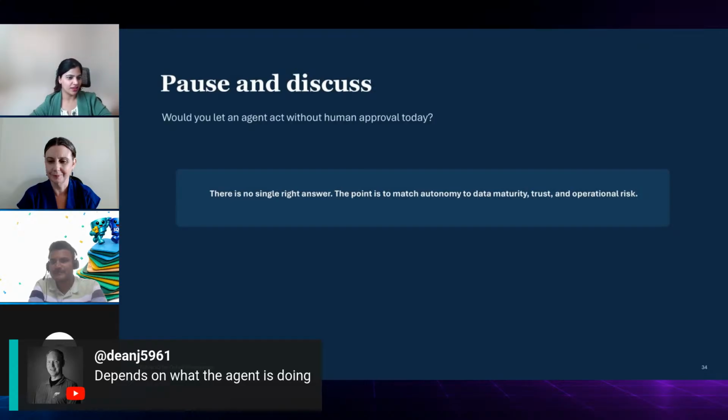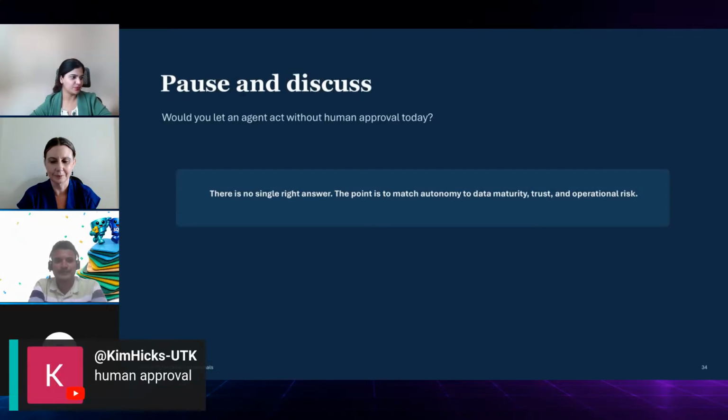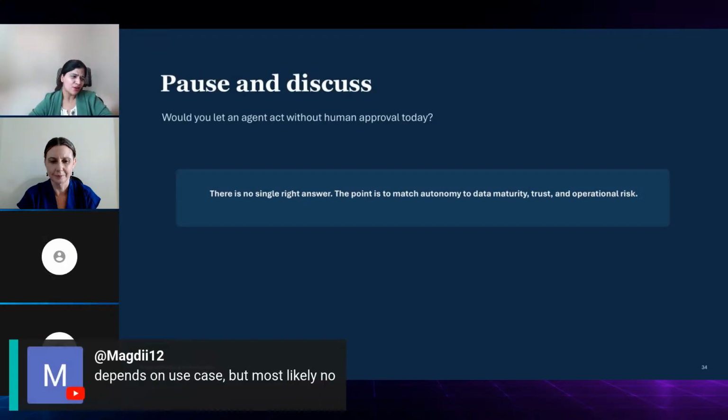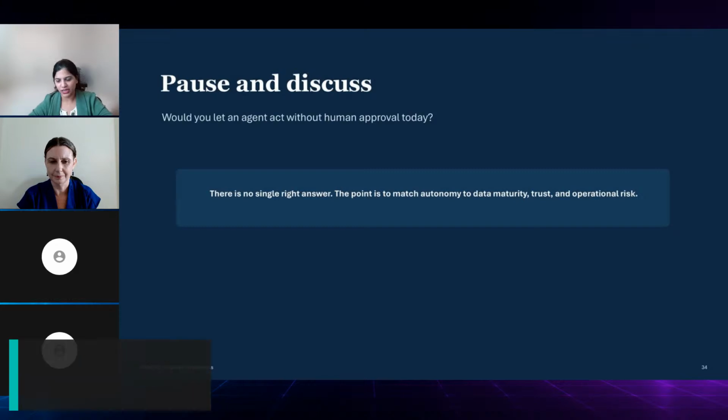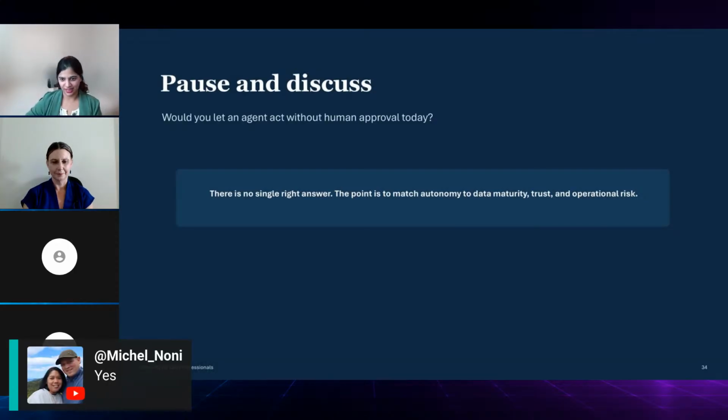Yeah. And that's what we are going to discuss today. It is important, it might not be important. It depends on the use case. But most likely no. When we don't know what an agent can do, we should maybe have a human in the loop so that any human in the loop can approve or deny the action request.